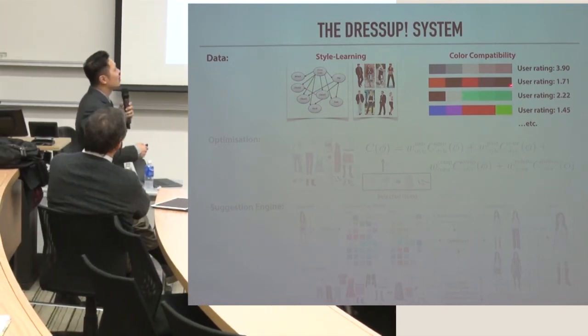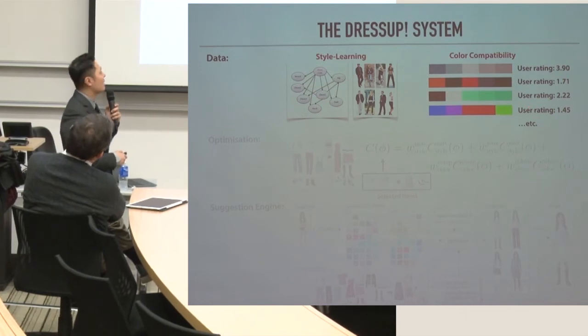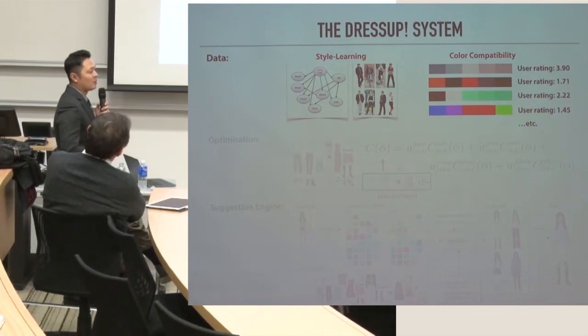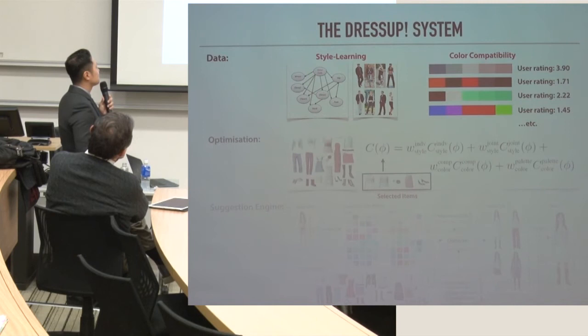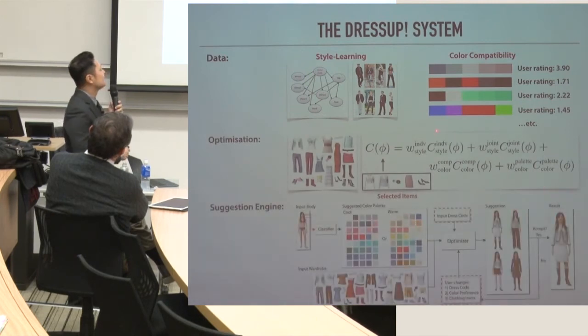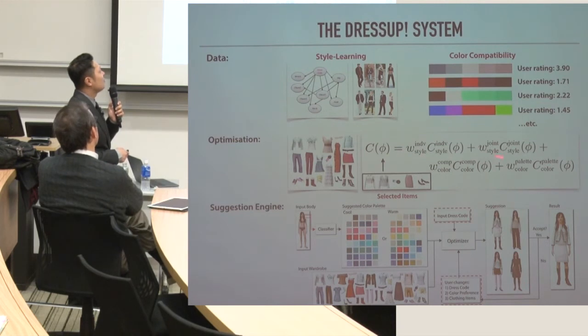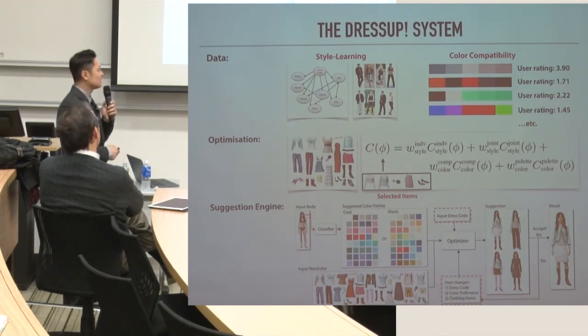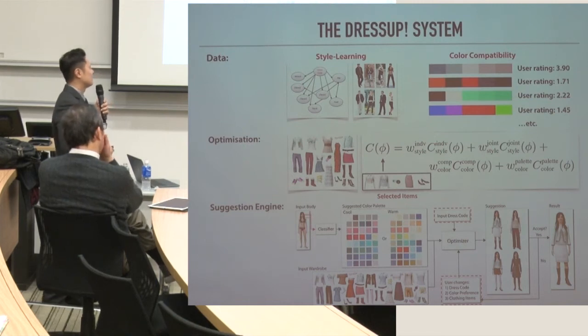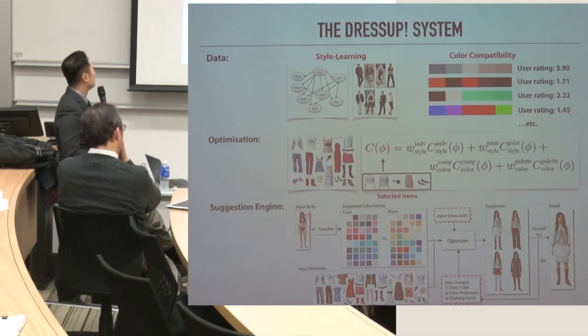And we also collect a lot of user ratings on different color palettes to form the color compatibility consideration. So the idea again is to formulate an optimization energy that considers both style and color. And our goal is to select the proper clothing items that satisfy the design goal.